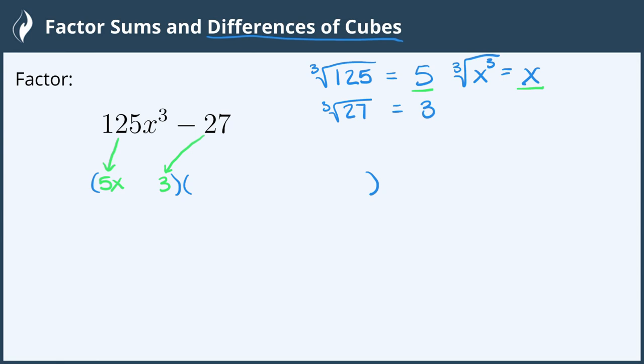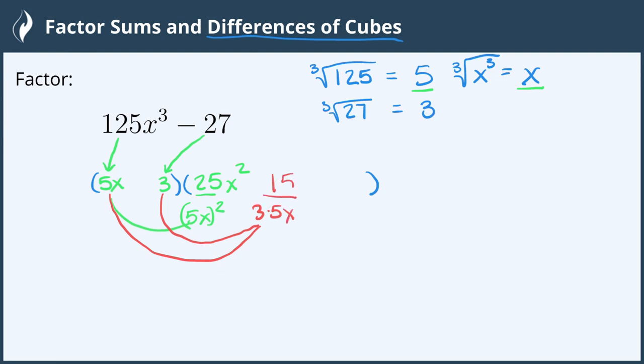Let's go ahead and fill in the trinomial on the second side. The trinomial on our right side is where we square the first one. So we have 5x squared, which gives us 25x squared. Then for the middle term, we take the cube root of both the first and the second, multiplying those together. 3 times 5 is 15, and we have an x, so the middle term is 15x. And then the last term is the cube root of the second one, and we square that, so we get 3 squared, which gives us 9.